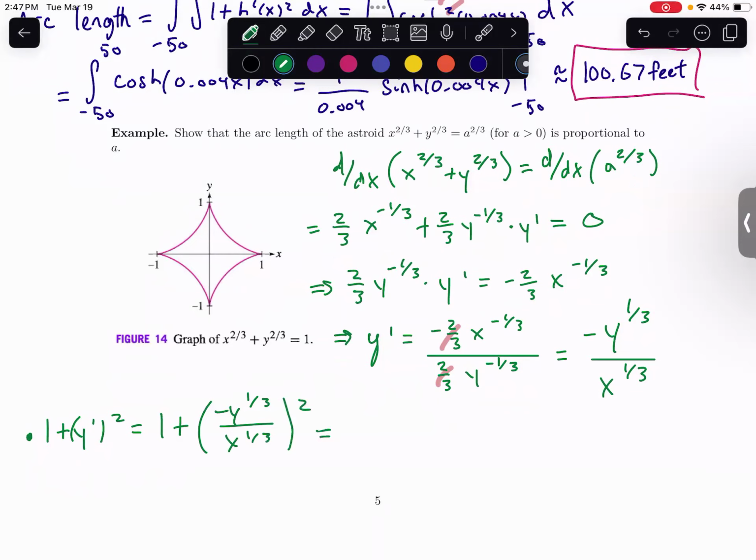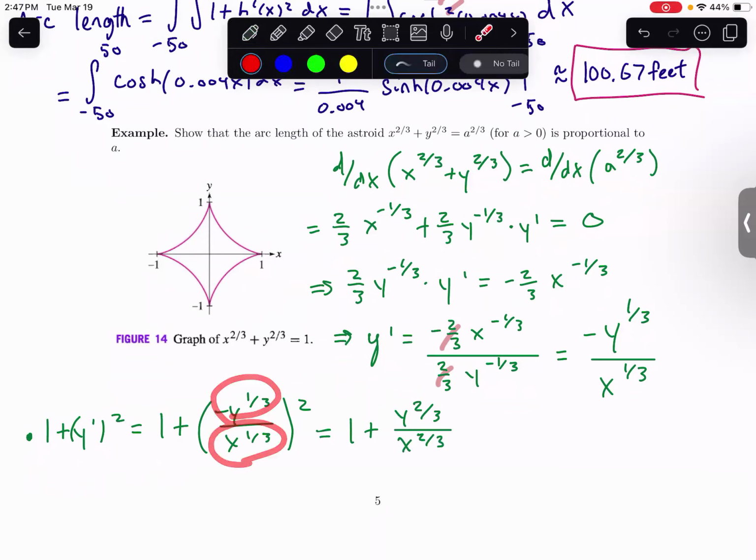So we can rewrite this as 1 plus y to the 2/3 over x to the 2/3, just squaring both the numerator and the denominator. And this isn't really a satisfying way of writing this. If we could just put this inside of the integral, we would have an integral of the square root of 1 plus y to the 2/3 over x to the 2/3. So we want to write this in a way that's a little bit nicer, so eventually we can just cancel out with the square root.